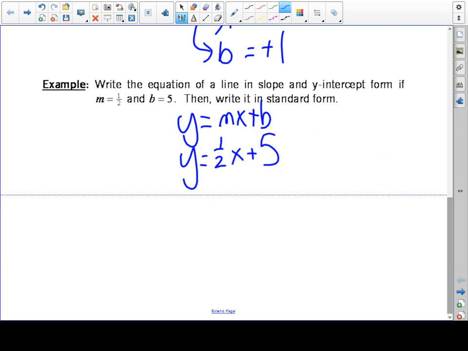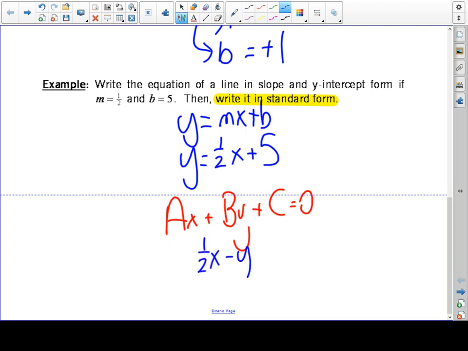But it does get to be a little bit of a big deal because the next part of the question asks us to do something a little bit different. It asks us to write it in standard form. Ooh, what does that mean? Well, that harkens us back to the last lesson we just did. And standard form is when we see a line in the form a times x plus b times y plus c equals 0. No big deal. We're just going to move everything over to one side, right? Okie dokie. So we're going to bring the y over to the right side, and we're going to have 1/2 x minus y plus 5 equals 0.